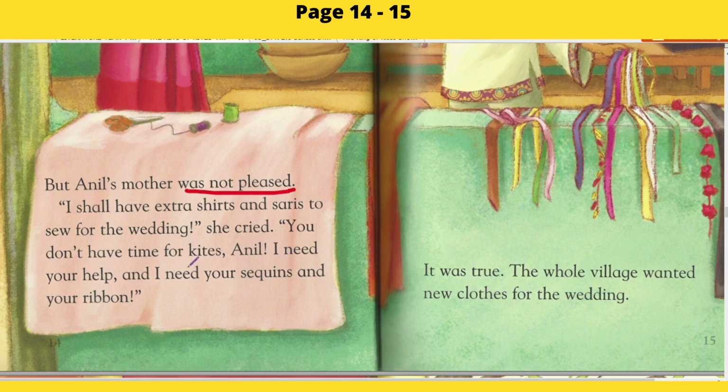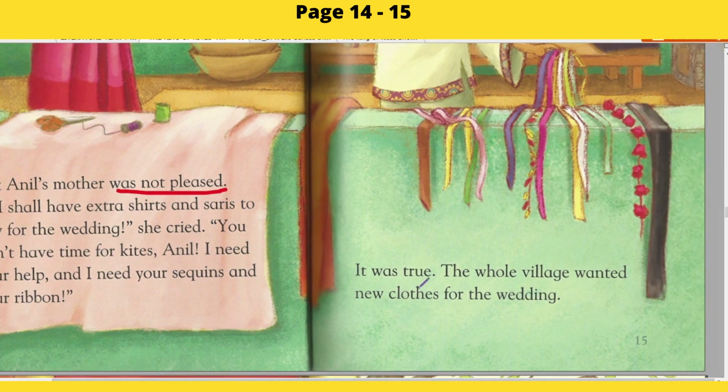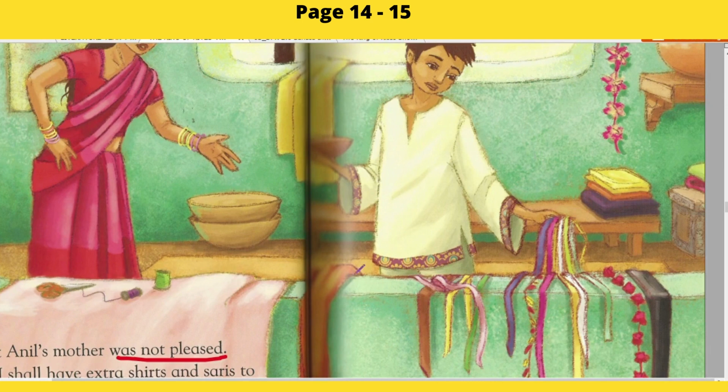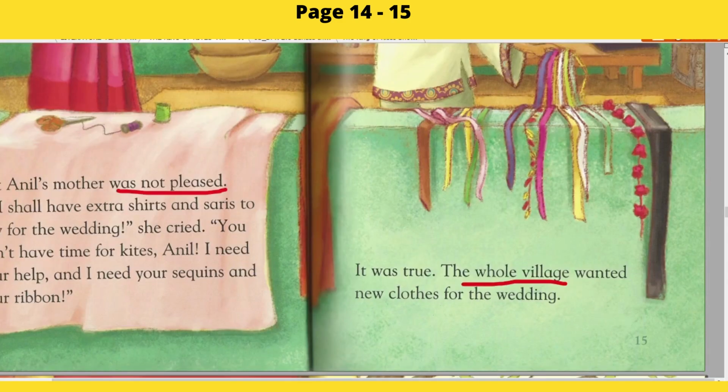You tak ada masa nak buat layang-layang, Anil. Mak perlukan bantuan you and Mak perlukan labuci Anil dan juga ribbon Anil. It was true, betul lah, sebab the whole village, seluruh kampung memerlukan pakaian baru untuk perkahwinan. That's why Anil look sad. Mak dia perlukan ni, dia punya labuci ni yang dia dah siapkan tails ni kan. Dia nak gunakan untuk baju dia.